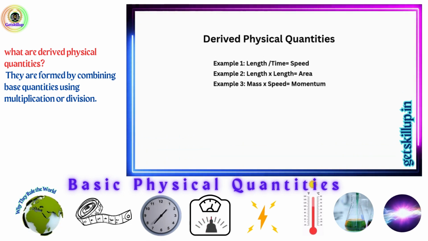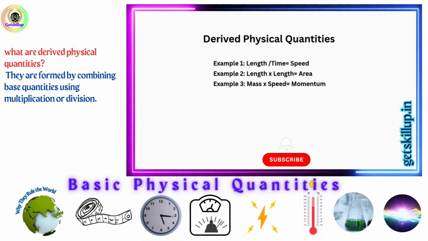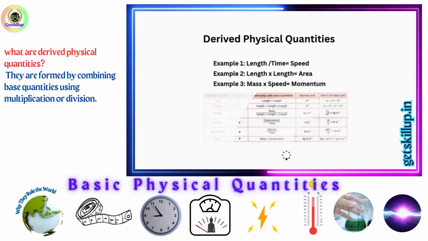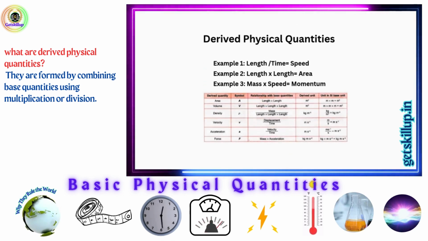Example 3, multiply mass into speed, this gives momentum. Here, mass is base, speed is derived, and their product is another derived quantity. So, remember, base plus base equals derived, and base into derived can also result in a derived quantity.